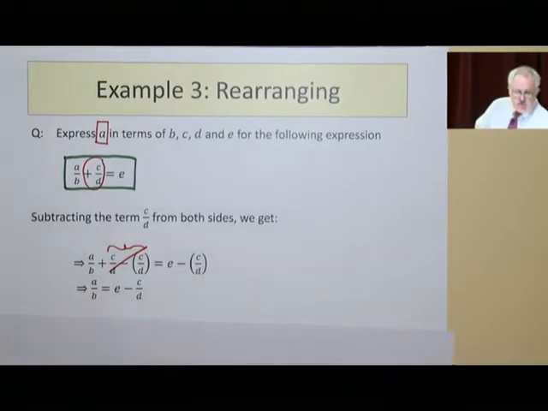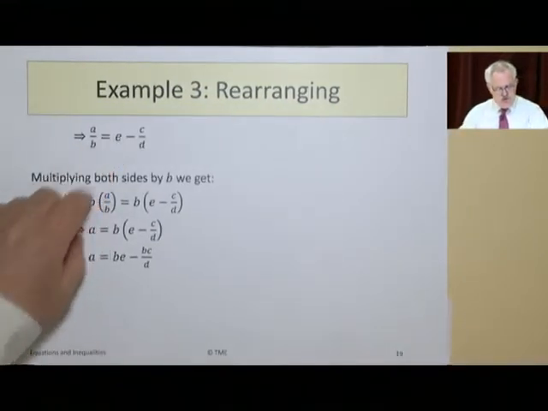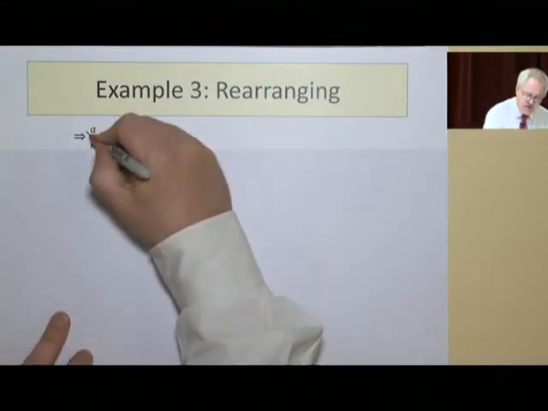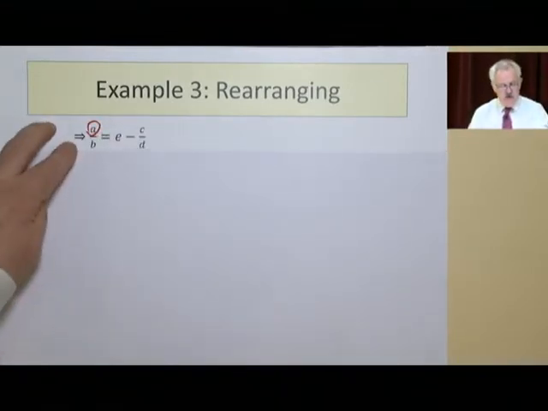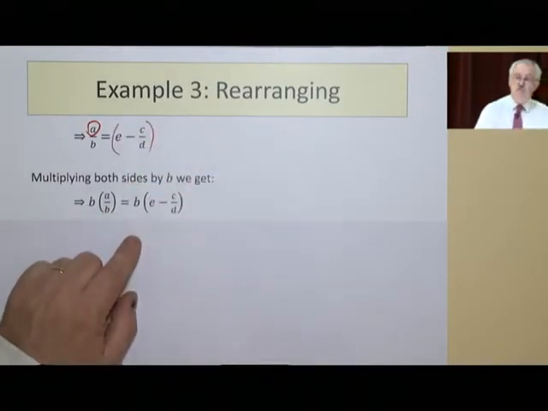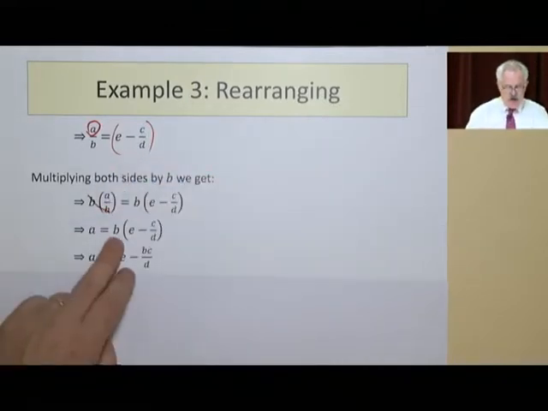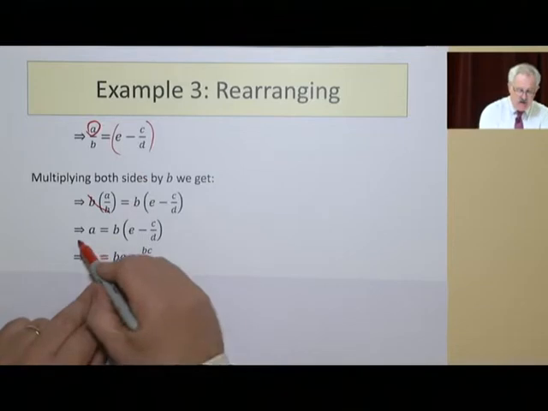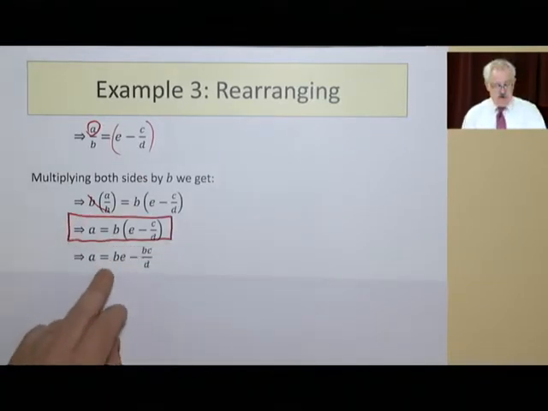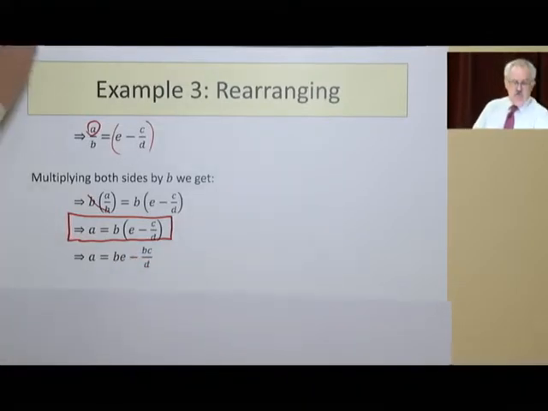I don't like the B on the bottom. It's dividing. So I say A over B is E minus that. If I multiply both sides by B, because I'm only interested in A, remember, and that's dividing. So I multiply both sides. B times this is B times all of it. The B's are going to cancel, and I get A is B times this. I can leave the answer like that. It's fully done. Or if I wanted, I could multiply in BE, BC over D. And I've done it.